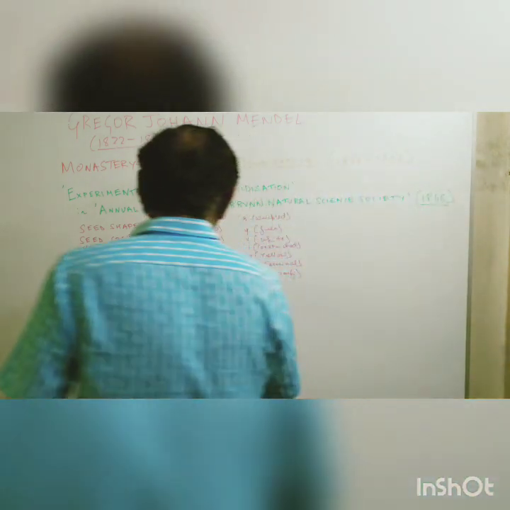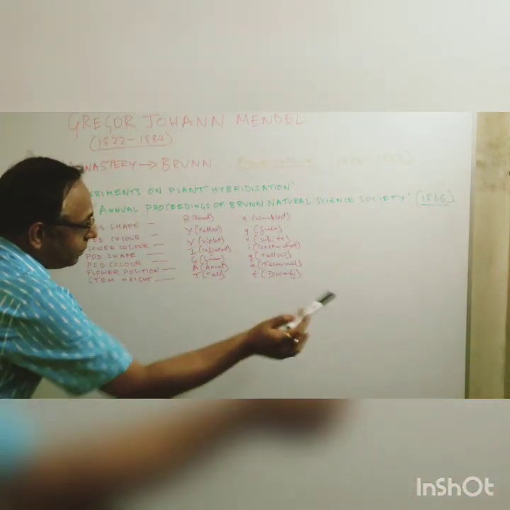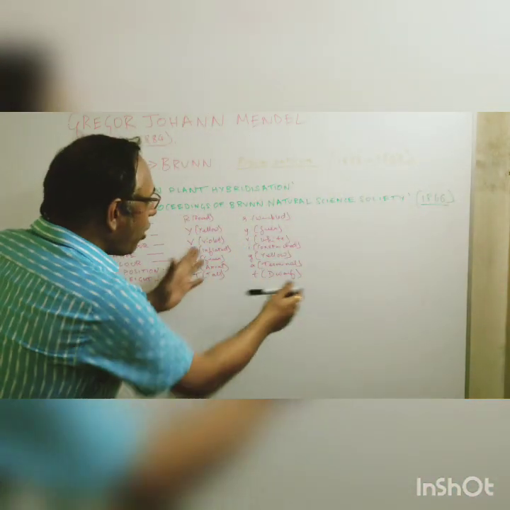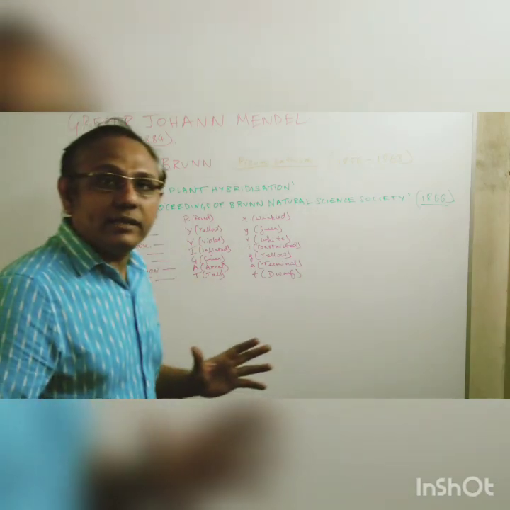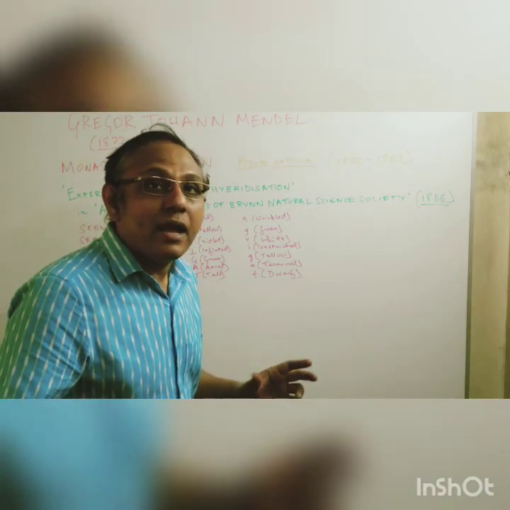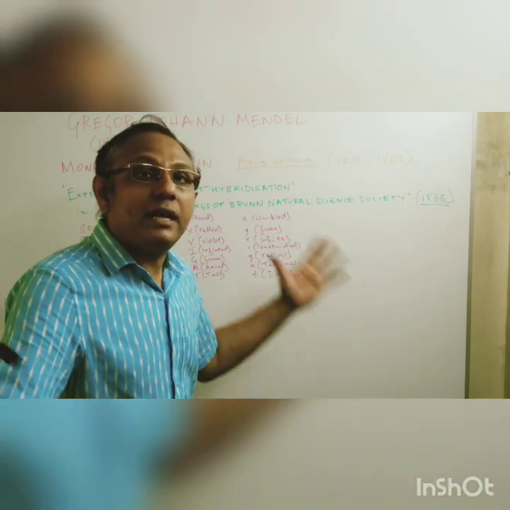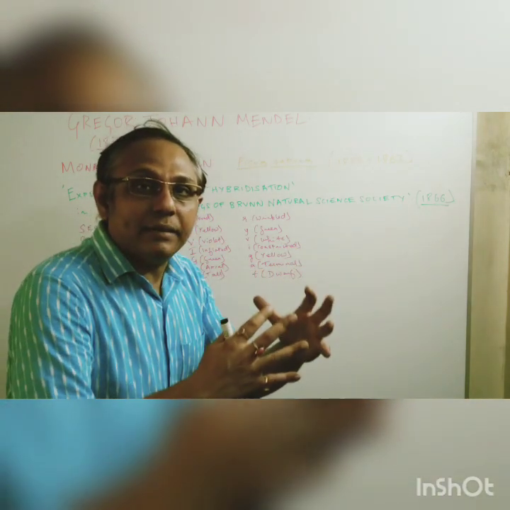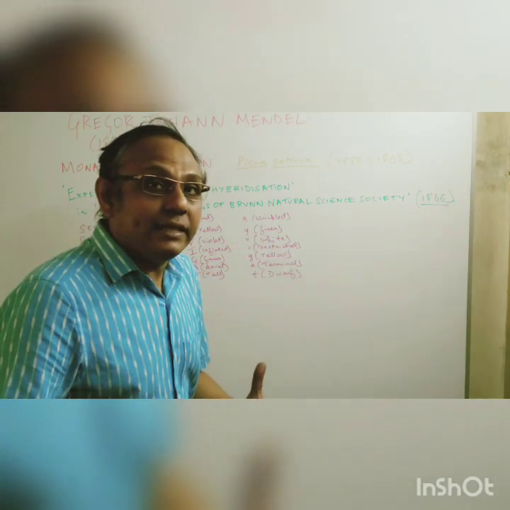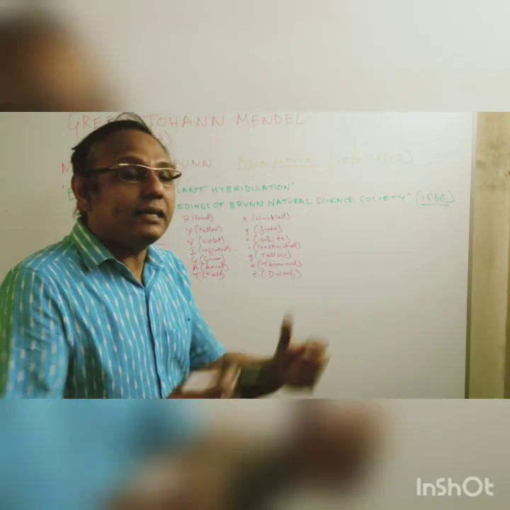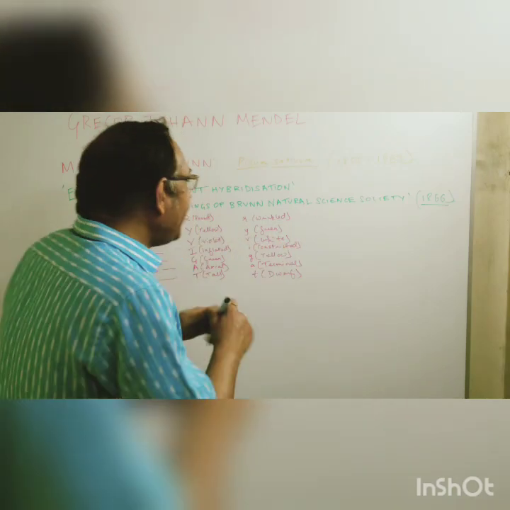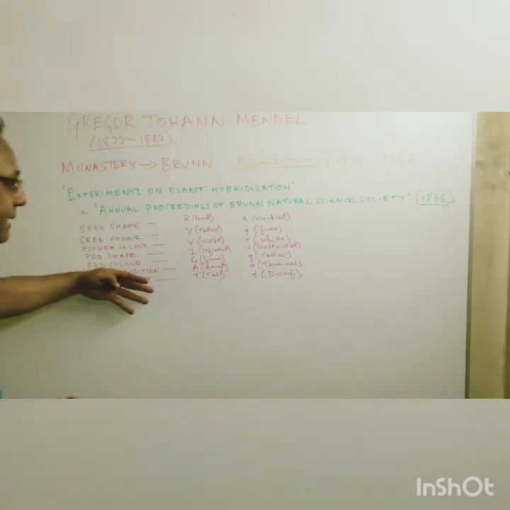If he took a tall pea plant and a dwarf pea plant and brought them together by the process of hybridization. What is hybridization? Hybridization is taking two varieties of plants, bringing them together, mating them, alright? And by mating them, what happens? They get a new variety. So what he did, say stem height, right?